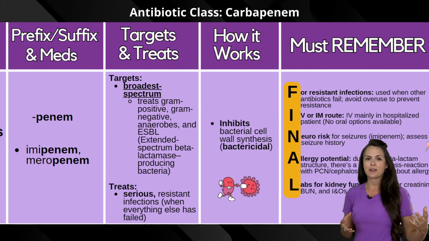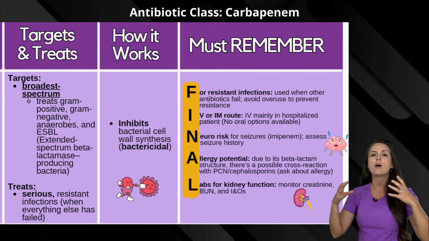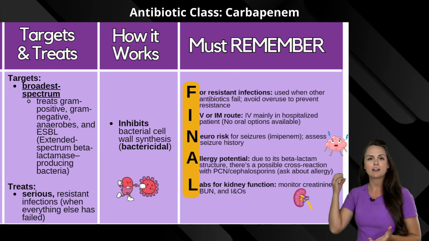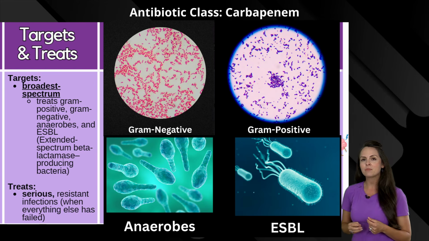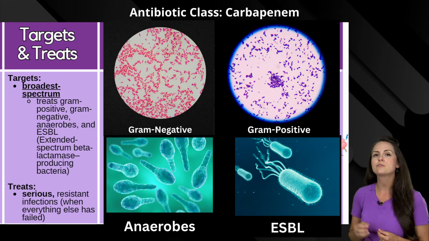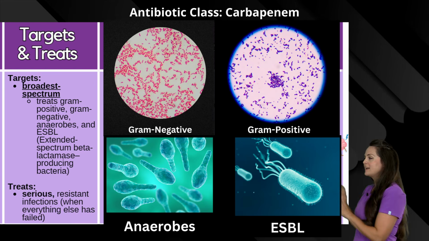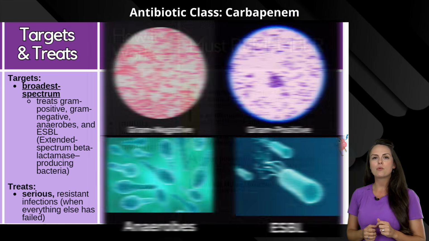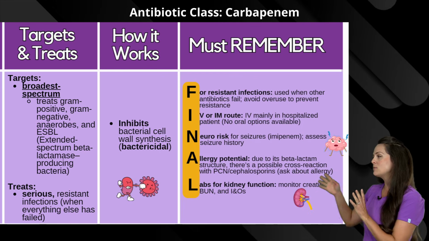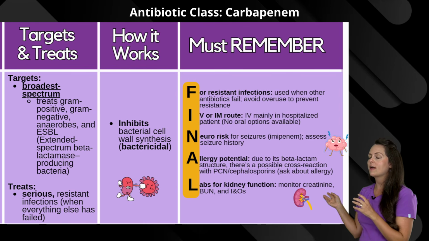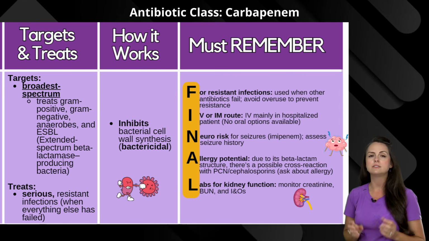Now, what does it target? Well, it has one of the broadest spectrums that it can go after. This is very tough stuff. It can go after gram-positive, gram-negative, anaerobes, and ESBL, which stands for extended spectrum beta-lactamase-producing bacteria. So we use this to treat serious resistant infections. So it's like our go-to when everything else has failed. So it's our final line.